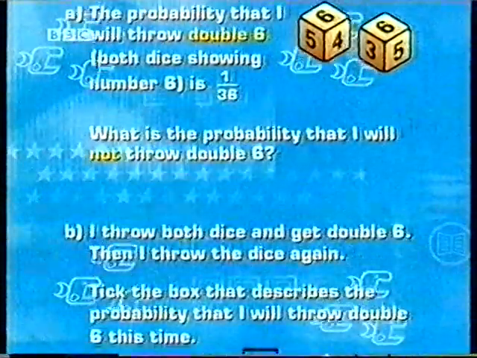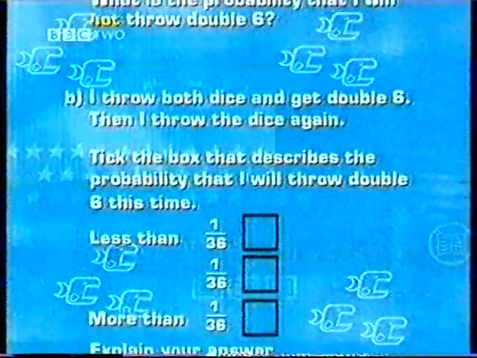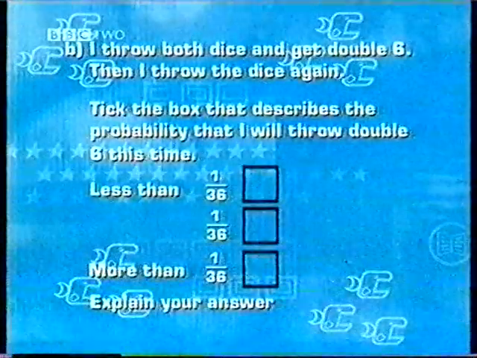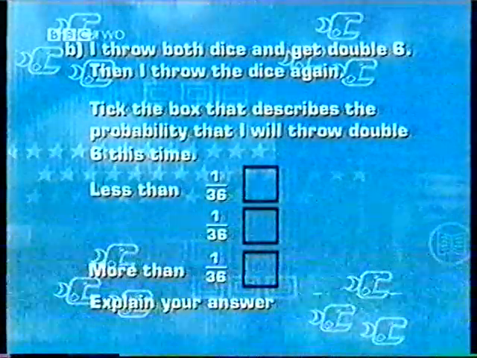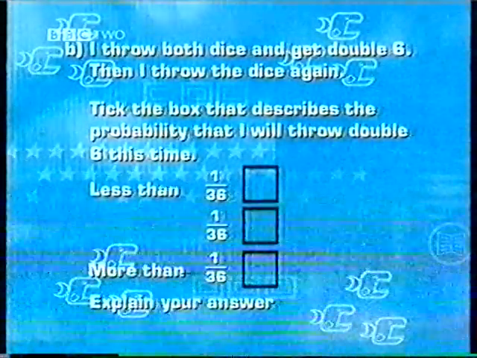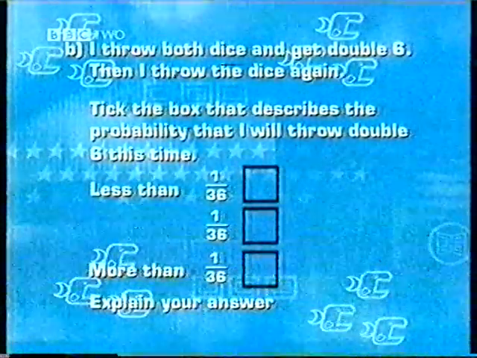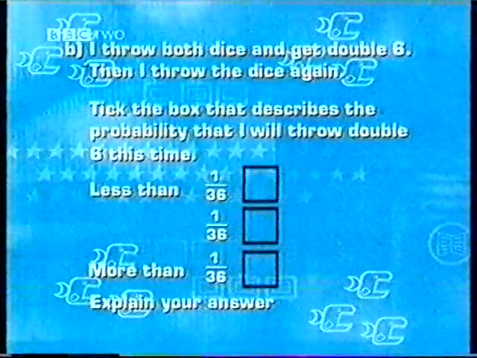Part B. I throw both dice and get double 6. Then I throw the dice again. Tick the box that describes the probability that I will throw double 6 this time. Explain your answer, and it offers a choice of less than 1/36, a 36th, and more than 1/36.